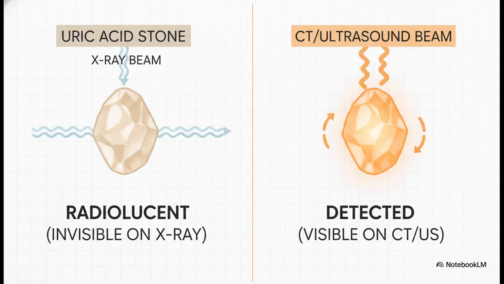Here's a radiologic trap that catches a lot of people: stone composition. Uric acid stones, which are linked to low urine pH or gout, are radiolucent. This means a standard X-ray will miss them entirely. You absolutely must rely on a CT, an ultrasound, or IV pyelography to actually see them.